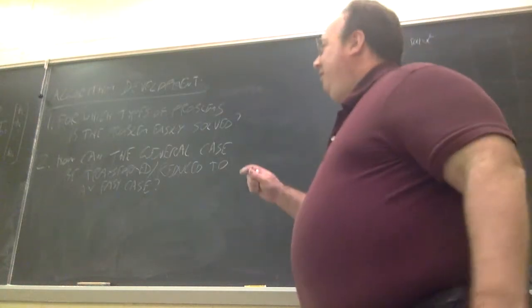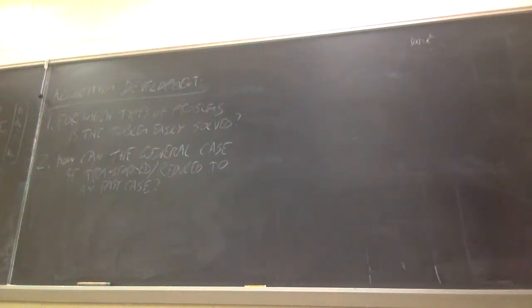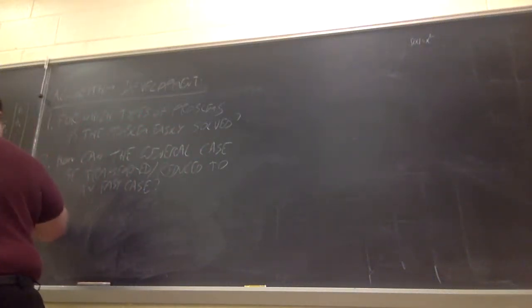So we want to identify certain types of matrices A for which we can easily get the solution to AX equals B. And then once that's established, how do we reduce, in the case of a general matrix A, at least one that's invertible, to those easy cases? So here are some easy cases.